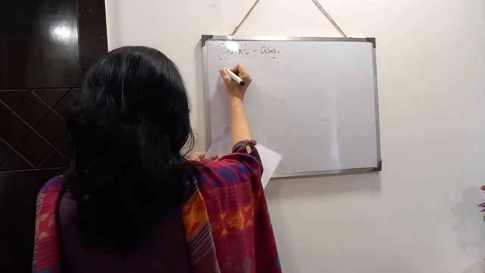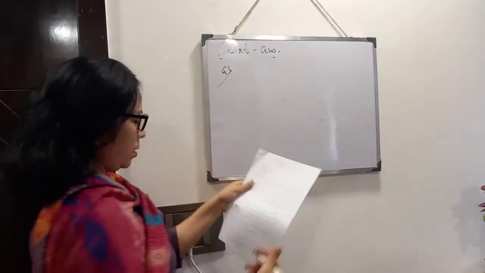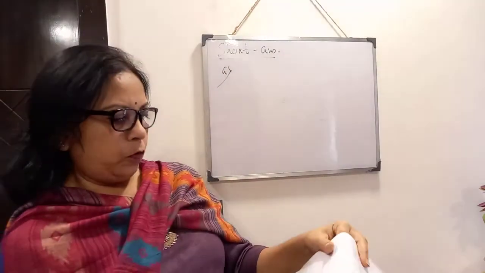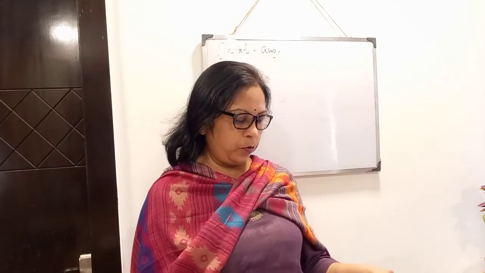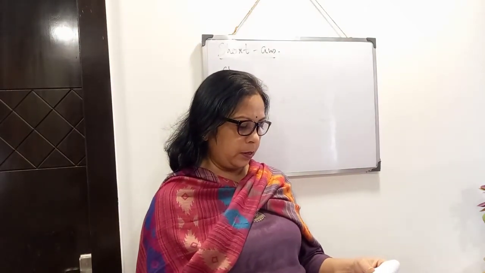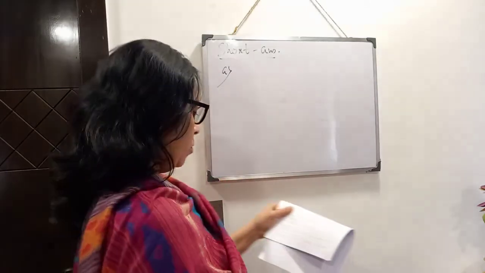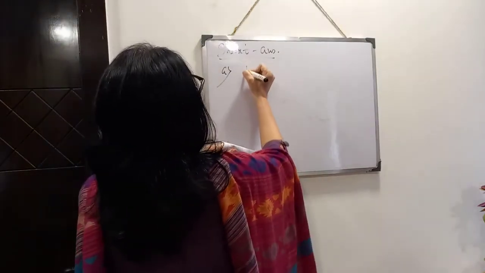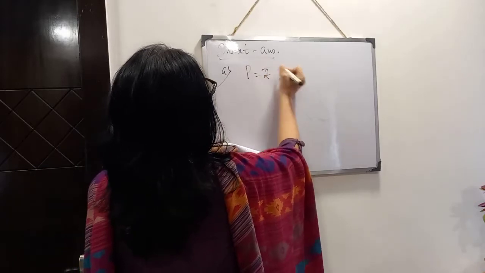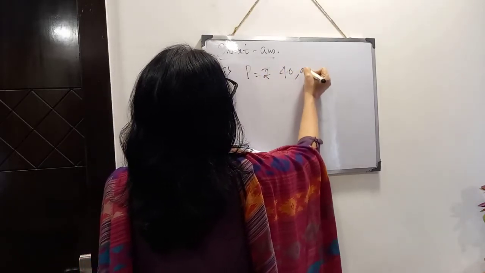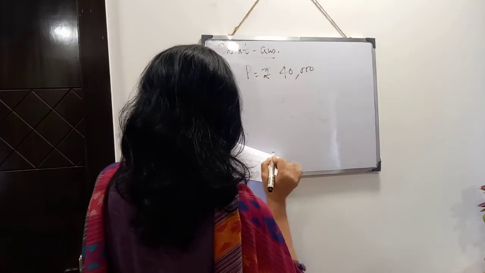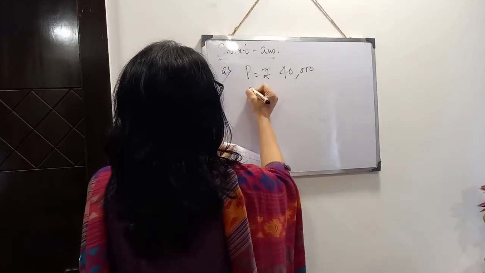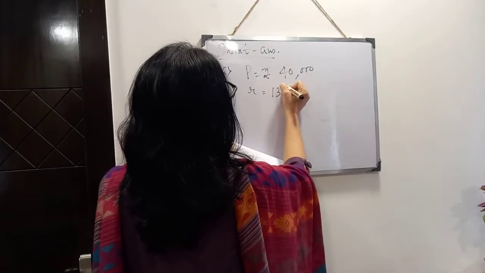Short answer. Number A. Find the amount of rupees 40,000 from 15th January 2004 to 9th June 2004 at 13% per annum. Okay, here principal given rupees 40,000. Clear? And time afterwards we will calculate. Rate given 13% per annum.